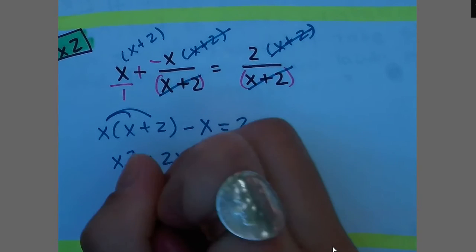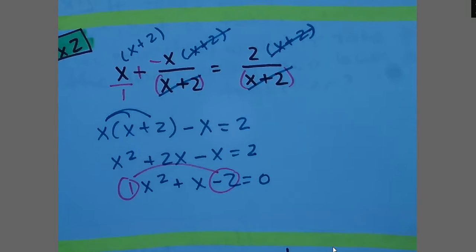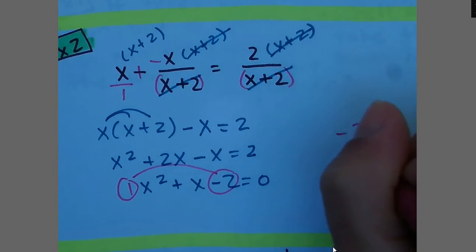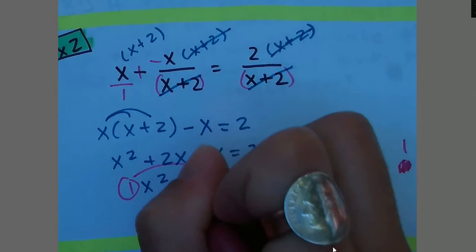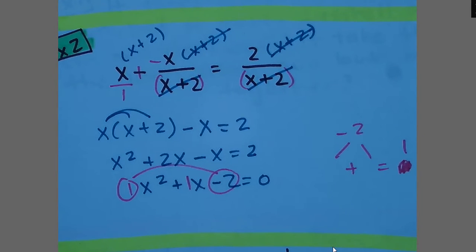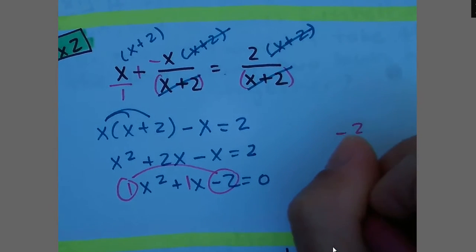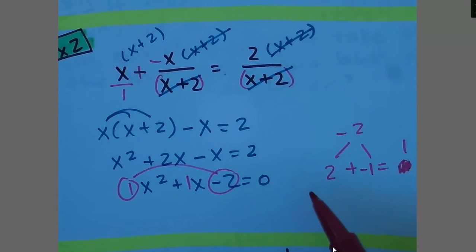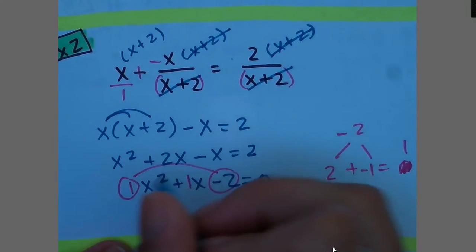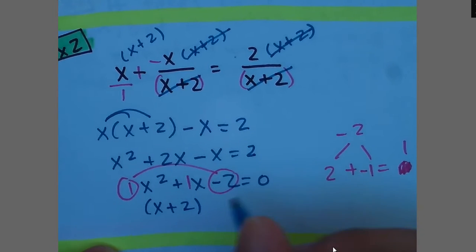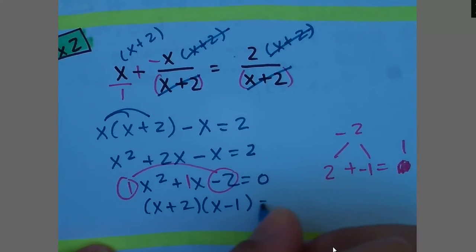All right, there's a 1 in front of this, so we're going to do 1 times negative 2. I want two factors of negative 2 that add to give me 1, because there's a 1 in front of there. So this is going to be 2 and negative 1. 2 minus 1 is 1. 2 times negative 1 is negative 2. So I'm going to rewrite this as x plus 2 times x minus 1 equals 0.